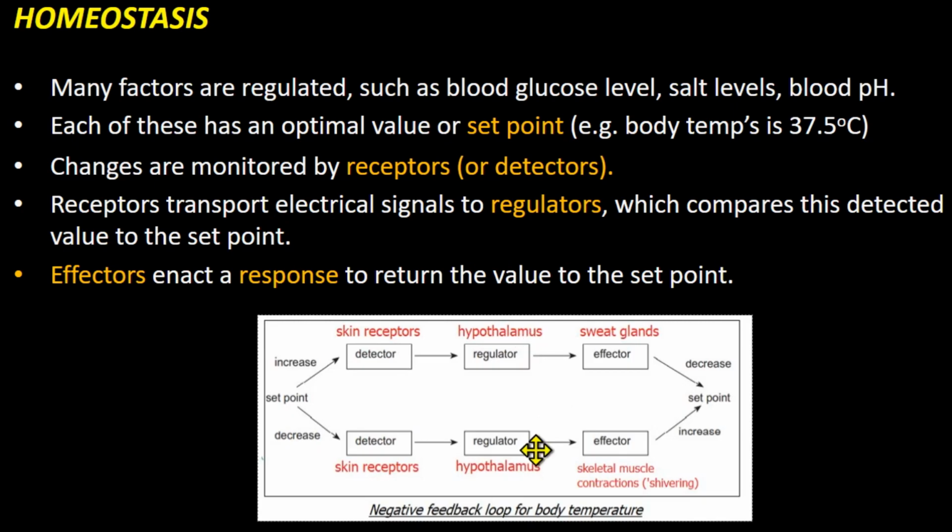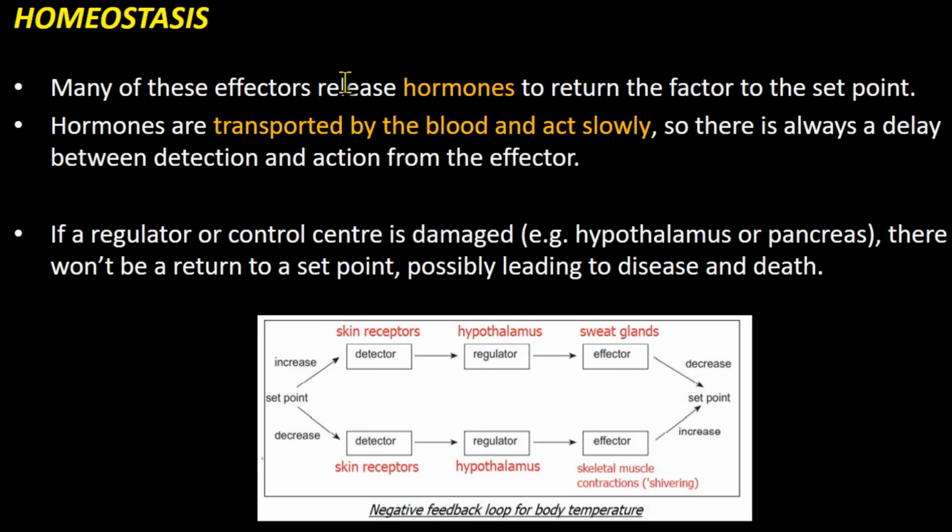This is going to compare this detected value to the set point. So in the body, if the body temperature rises above 37 degrees Celsius, it's going to try to bring it back down. And these are done by effectors. Effectors enact a response to return the value to the set point. Again, as I said, the whole point is to achieve equilibrium. Many of these effectors release hormones to return the factor to the set point.